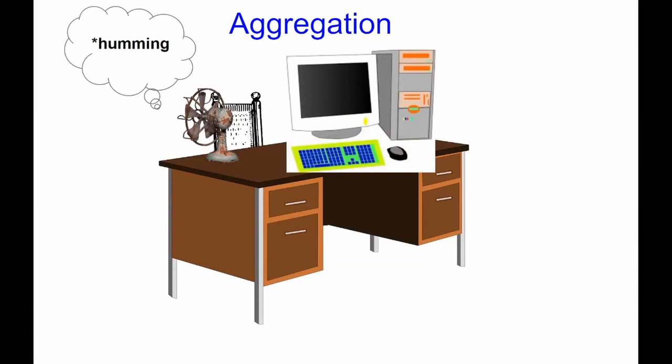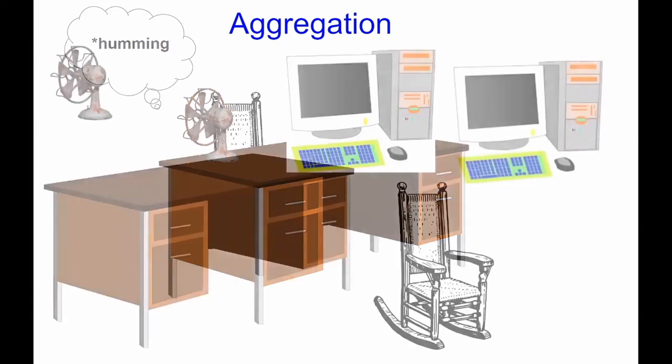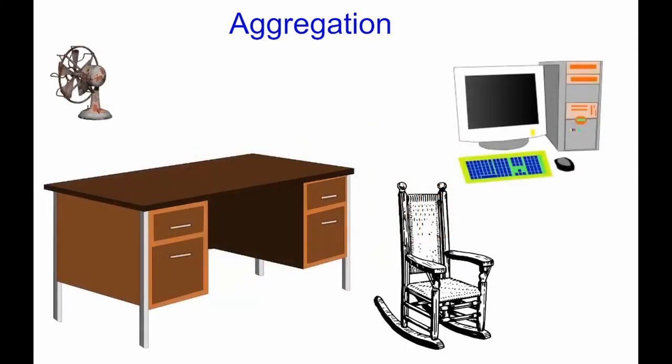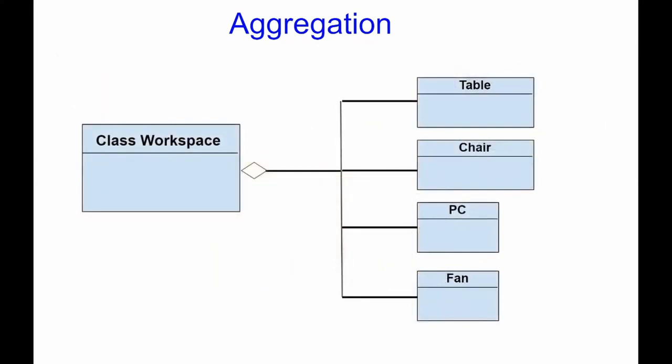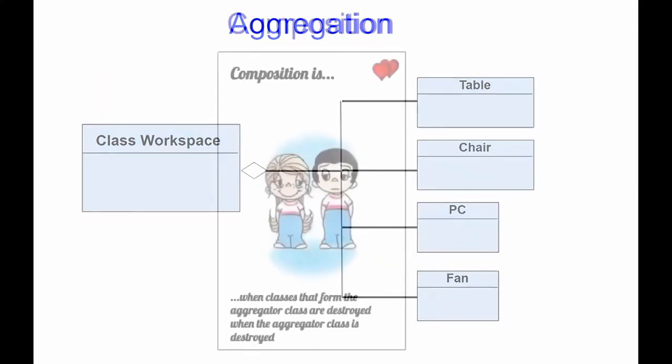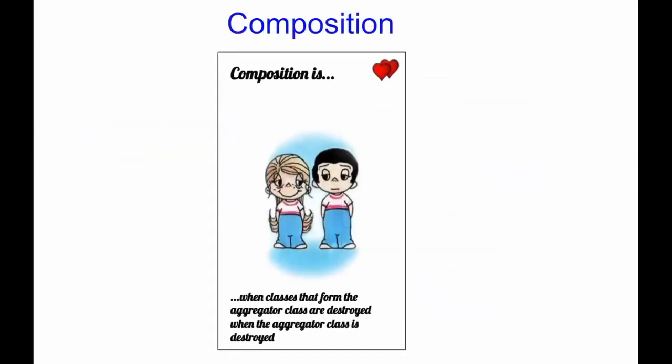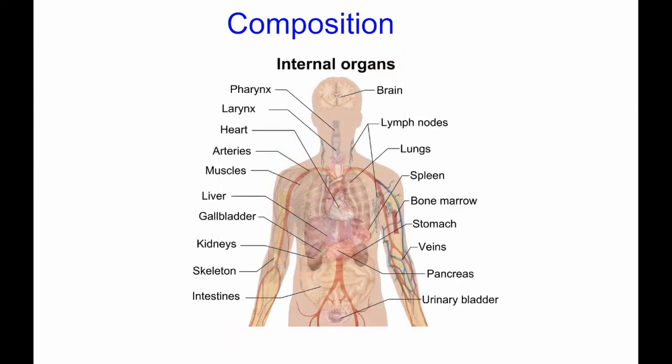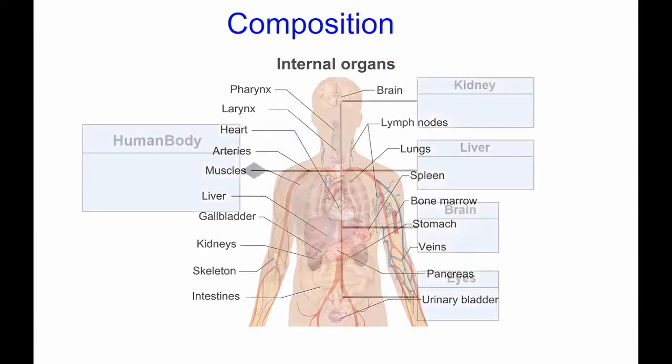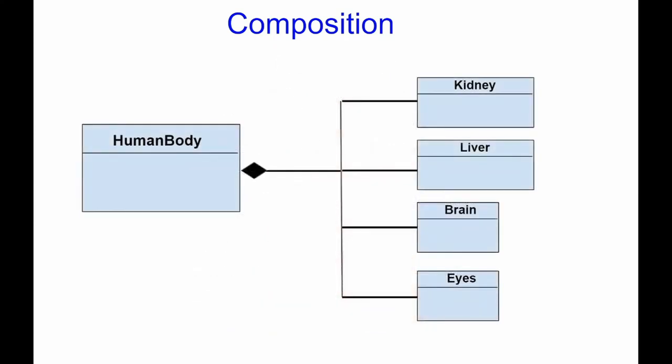They no longer form an aggregate class workstation. Aggregation is shown as a continuous line with an unfilled diamond connected to the class which represents the aggregate. Composition is a type of aggregation, but this time classes that form the aggregator class are destroyed when the aggregator class is destroyed. For example, our body is made up of organs, but they can't function by themselves. Composition is depicted similarly to aggregation, but this time the diamond is solid.